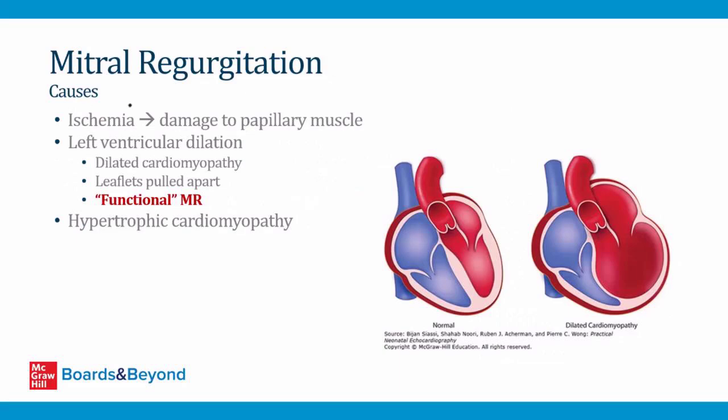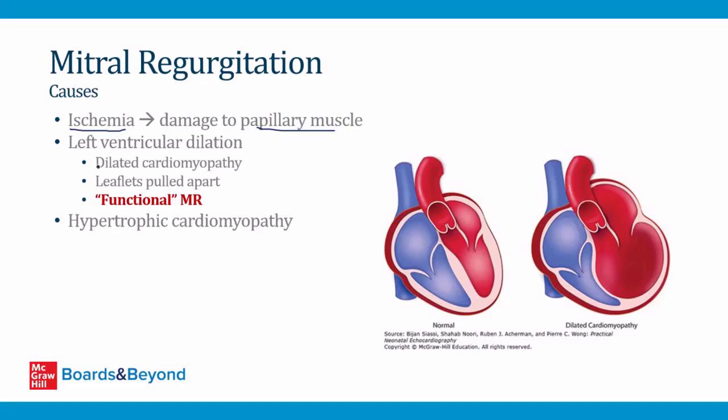Some other causes of mitral regurgitation are shown on this slide. So ischemia and myocardial infarction can damage the papillary muscles, which, as you may remember, attach the ventricle to the chordae tendineae. And so if they become damaged, then they don't function normally, and the valve leaflets don't come together normally, and that leads to regurgitation.